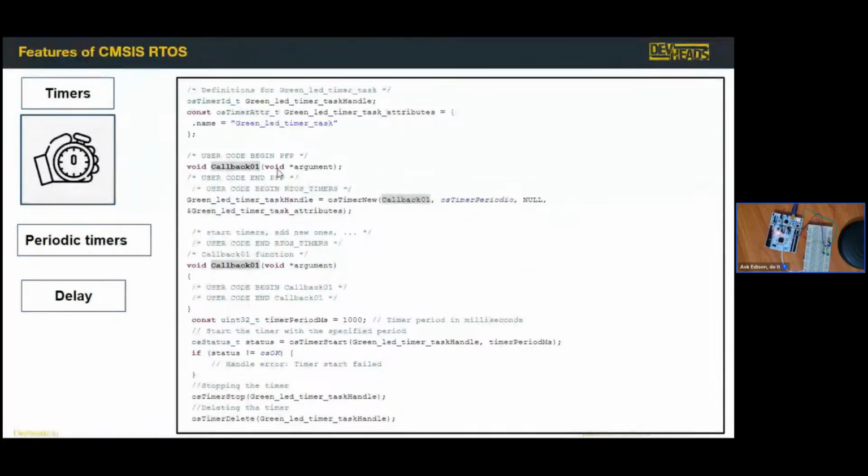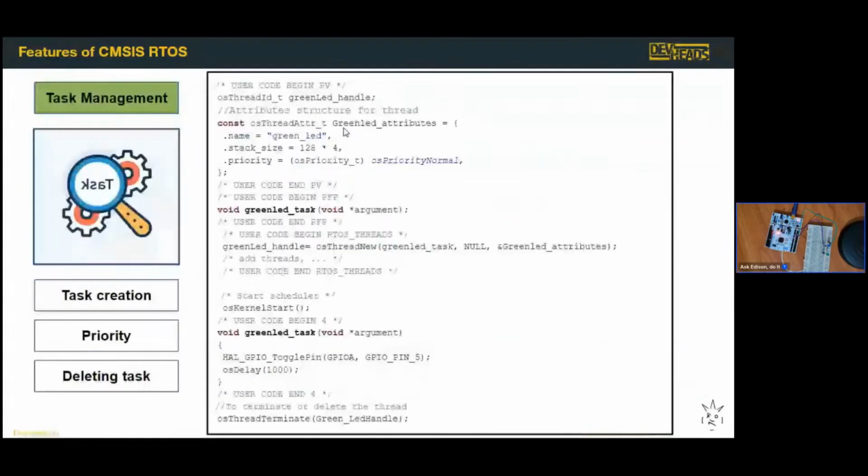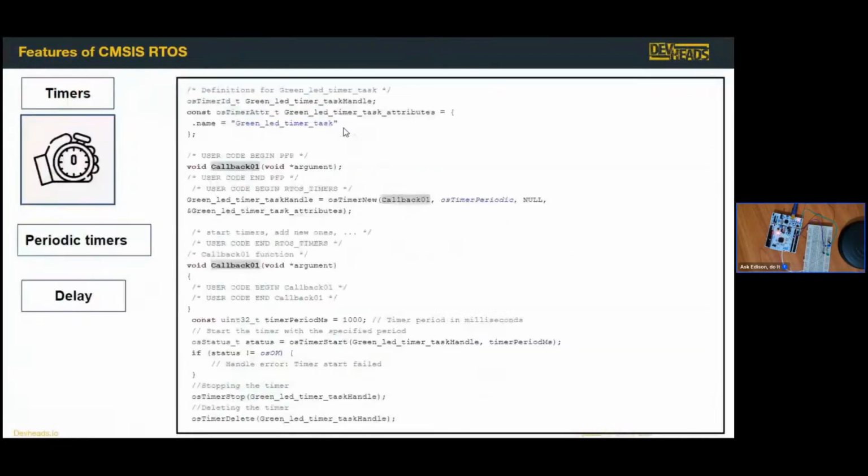So you realize that all these things come with a unique ID. That means you can have different timers. You can have more than one queue handle, or message handle. You can have more than one task, depending on your system.